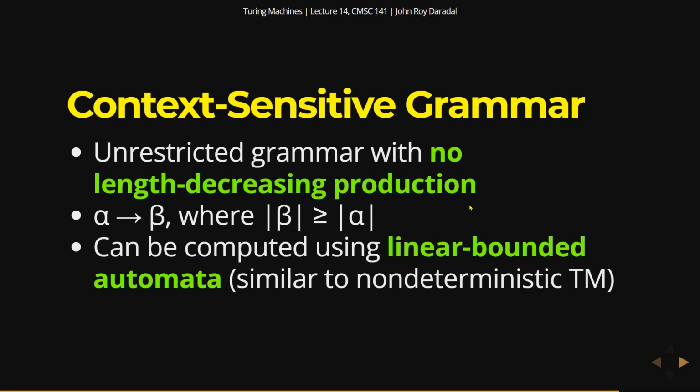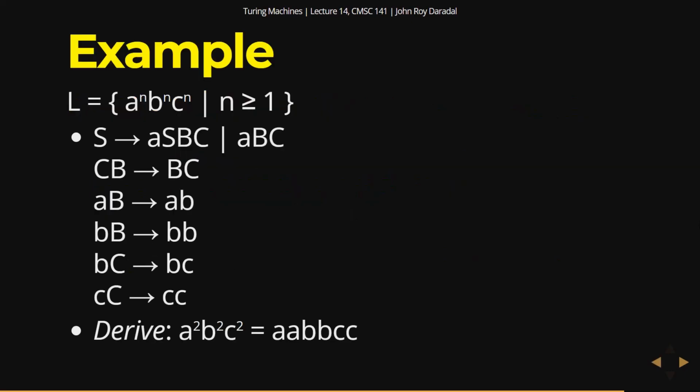So the equivalent automata for this one is called a linear bounded automata, which is somehow similar to a non-deterministic Turing machine. But we won't get into that. Just mention it briefly here. So let's see an example of a context-sensitive grammar.